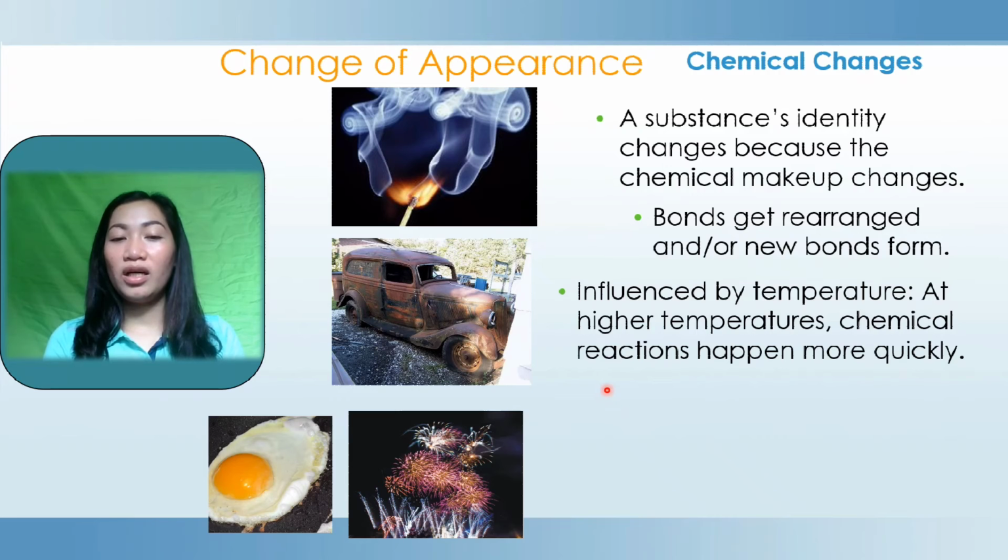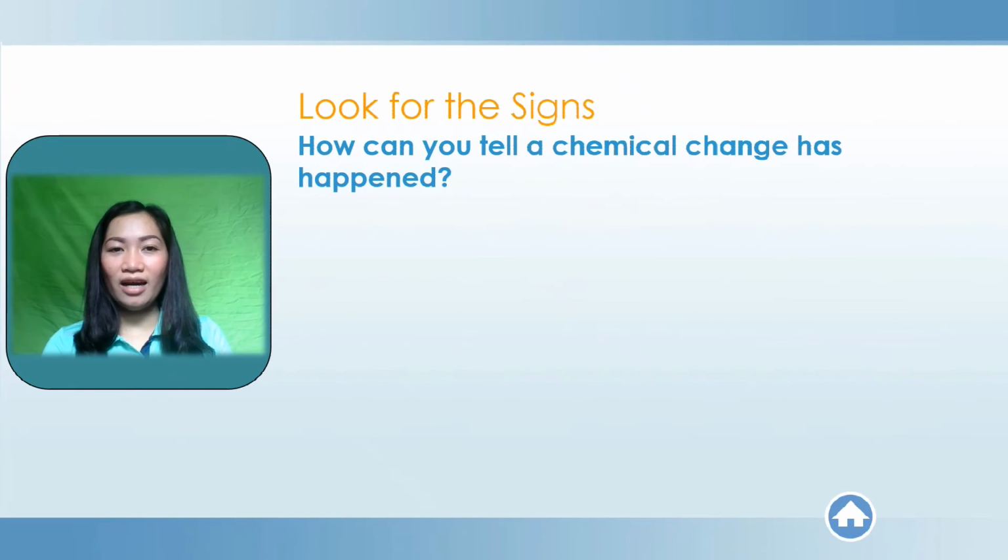Also, the influence of the temperature. The higher the temperature, the more quickly the chemical reaction happens. It's something to do with the heat. Like this one, the egg: when you cook it, there is a chemical change because of the temperature. We have also the rusting of the car. There's a chemical reaction. And the fireworks.